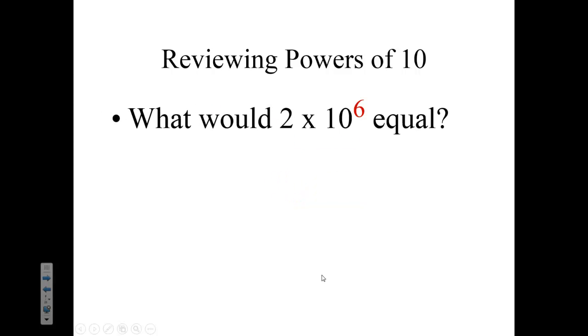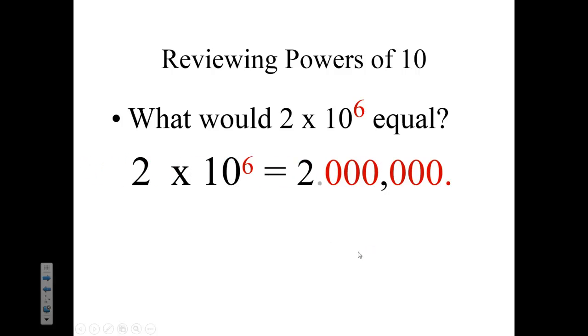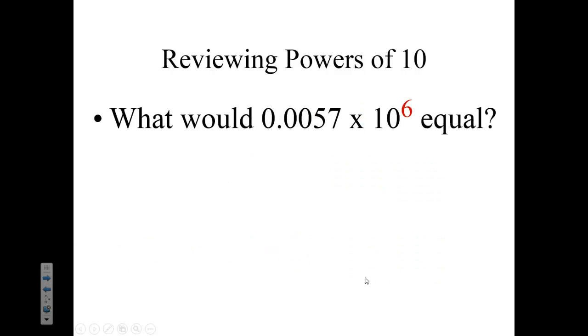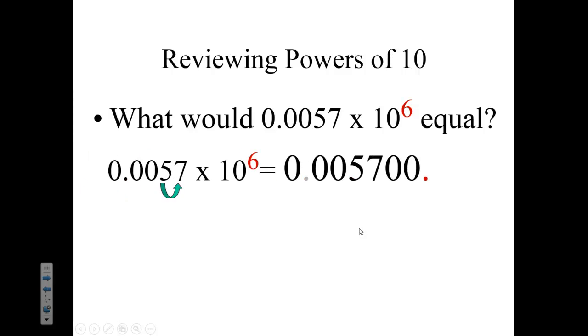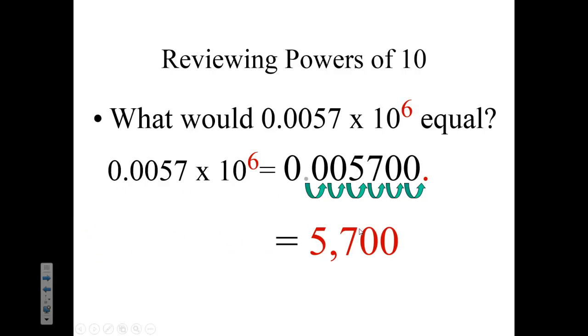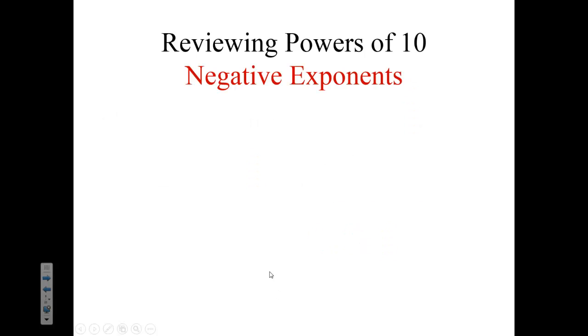When you have positive powers of 10, you're going to move the decimal to the right once for every power of 10. So 2 times 10 to the 6th is 2 million, or 2, with the decimal scooted to the right 6 places. So 0.0057 times 10 to the 6th, well, we're going to move the decimal to the right 6 places from where it was to its new location, and that would be 5,700. So every power of 10 is 1 decimal place. Positive powers of 10, it's going to get 1 decimal place bigger.